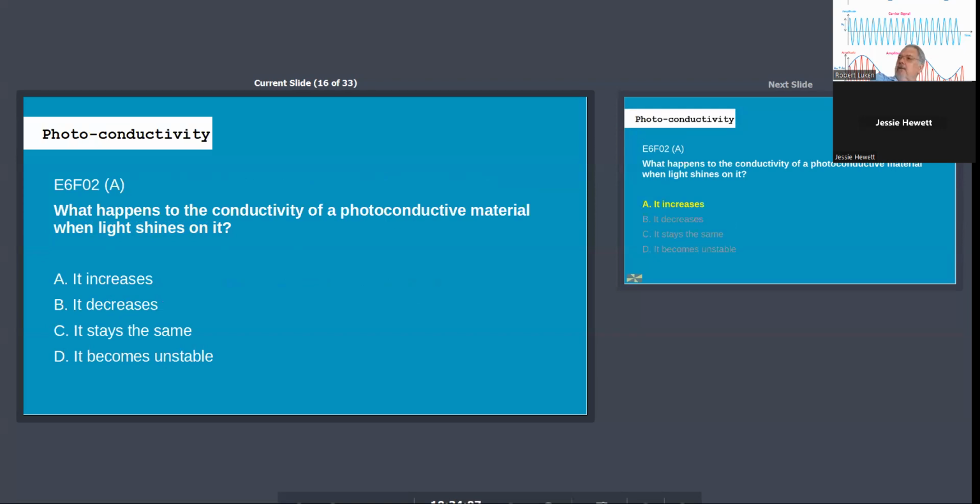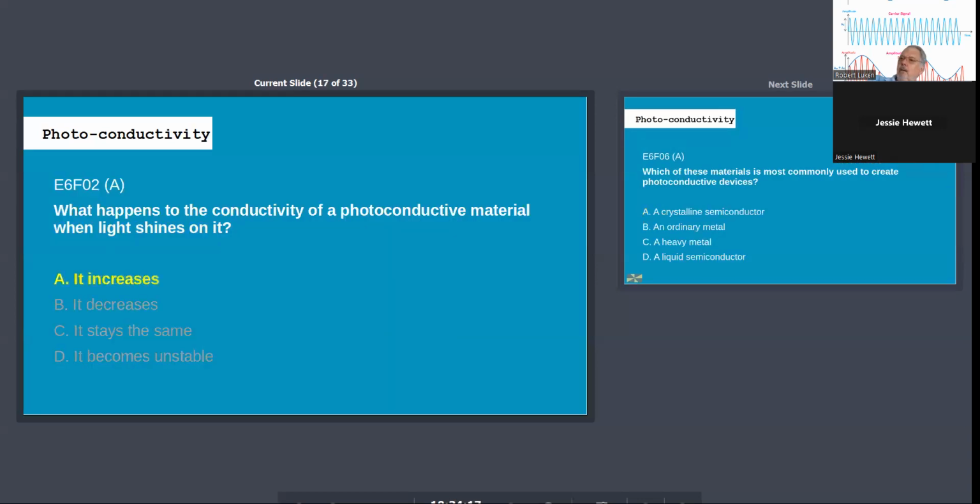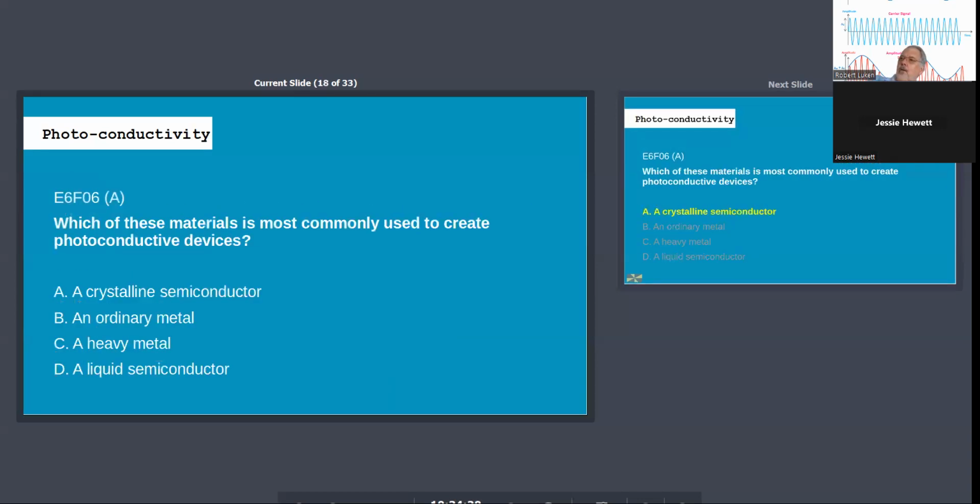So what happens to the conductivity of photoconductive material when light shines on it? Increases. Right, it increases. Which material is commonly used to create them?